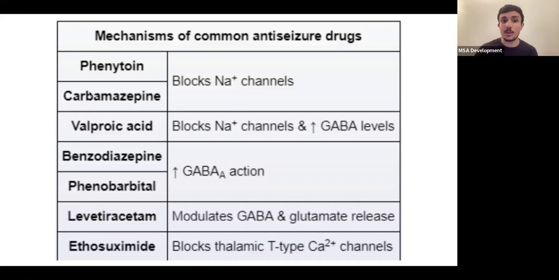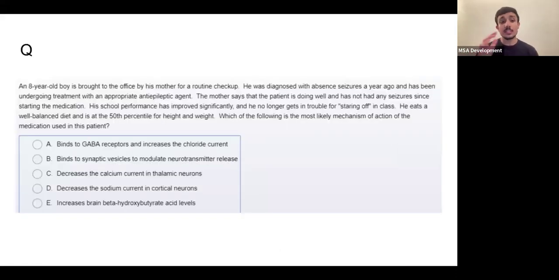Phenytoin and carbamazepine work by blocking sodium channels. Valproic acid, as I said, sodium channels and GABA levels. And then benzodiazepine and phenobarbital, like I just explained, and ethosuximide, T-type calcium channels. And you'll see when ethosuximide is going to be used soon, okay? This is the next question.